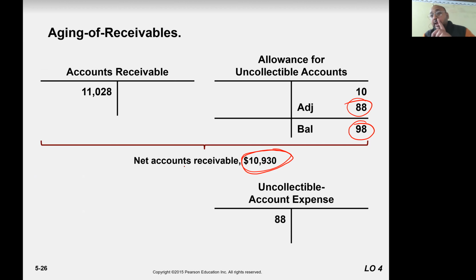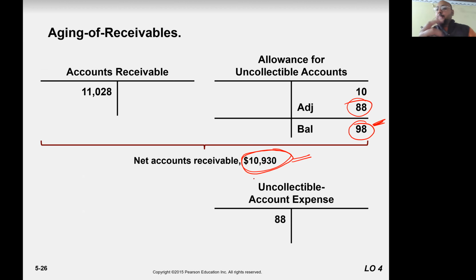So your account receivable based on aging will be shown on the balance sheet as net of 98, which is 10,930. All right. So let's just digest that.